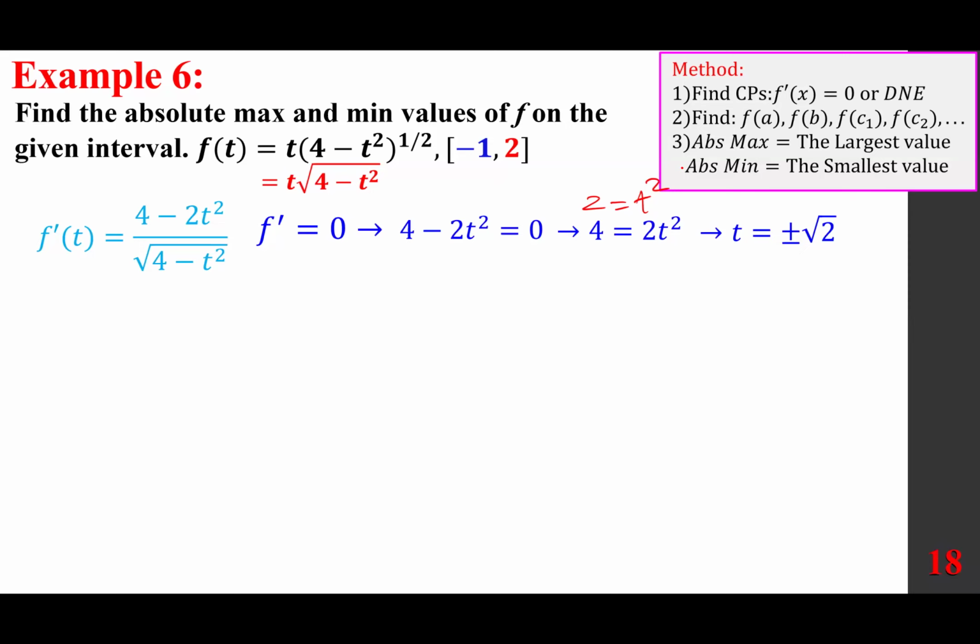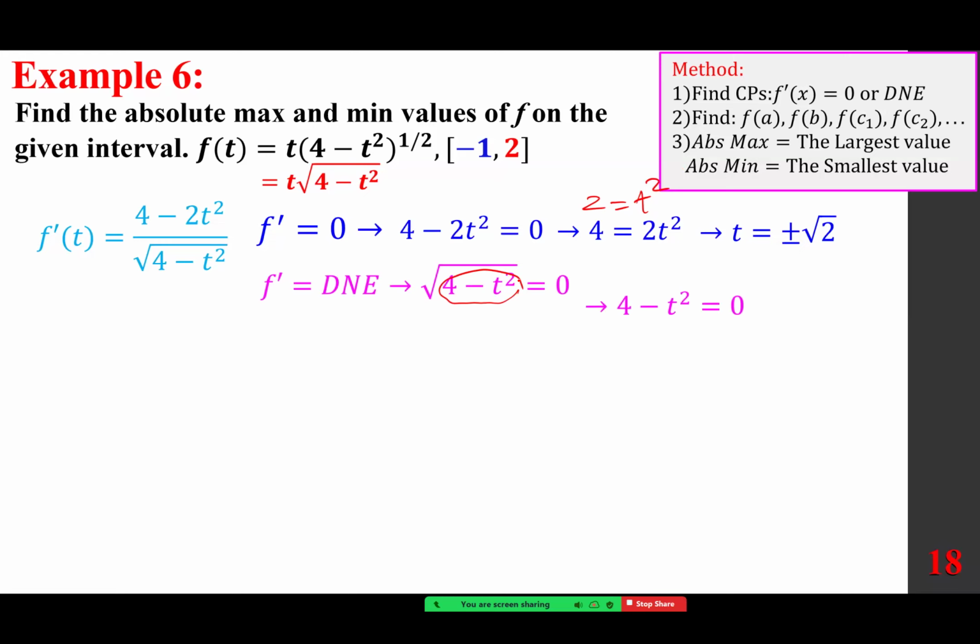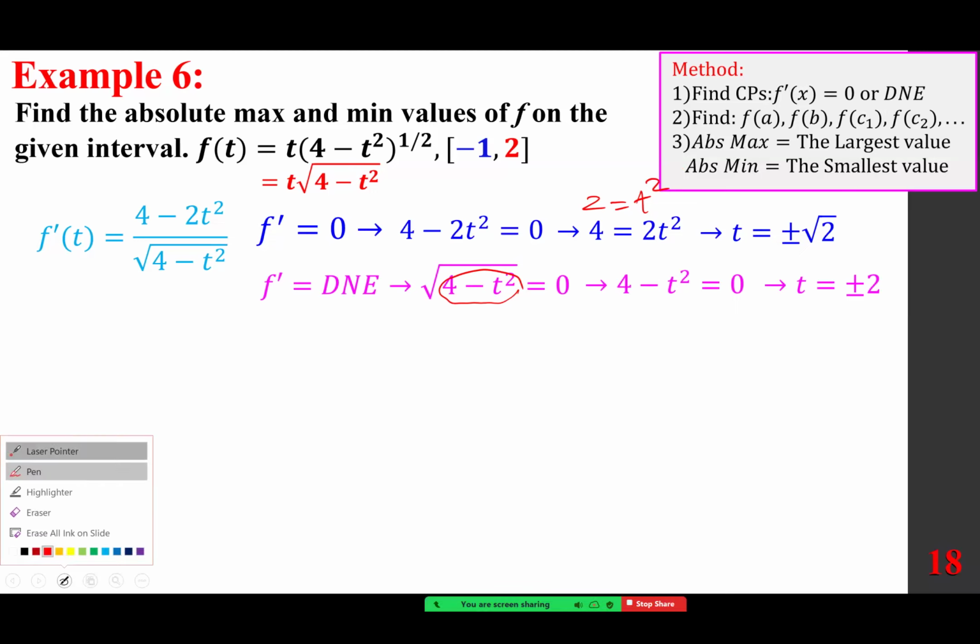F prime does not exist. That means the denominator is 0. And that means inside the radical is 0. And we have solved this in the previous page. The answers are plus minus 2. So we have 4 answers. And we have to check with this interval to see what's going on.